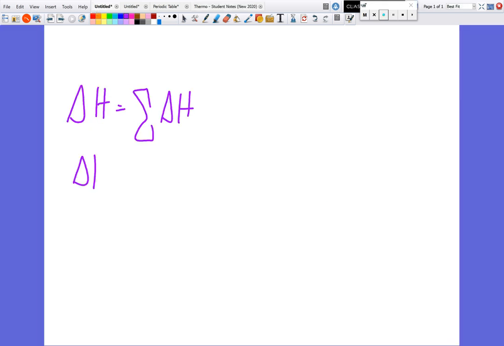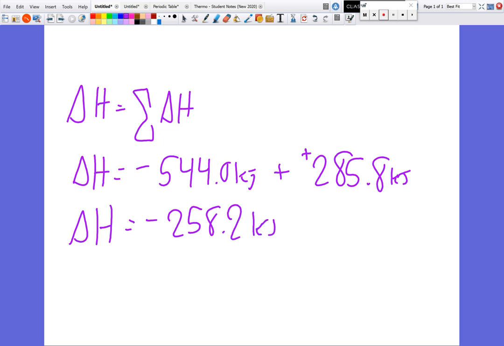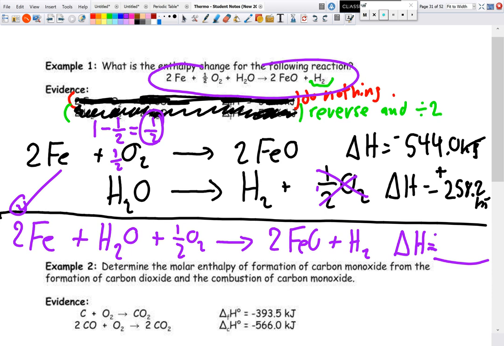So when we add them up, delta H for that reaction, we had our negative 544.0 kilojoules. We add this to our positive 285.8 kilojoules, and our net enthalpy change is negative 258.2 kilojoules. And this is our net change. So we take that number and we bring it over here to a negative 0.2 kilojoules. I started running out a little bit of space right there. But that is how we find the enthalpy change for our unknown.